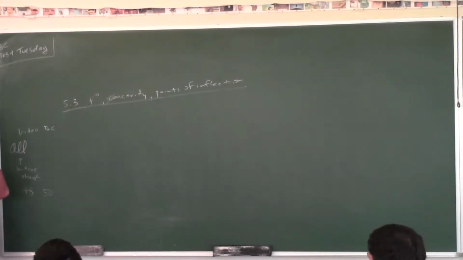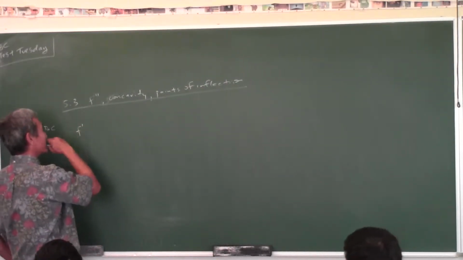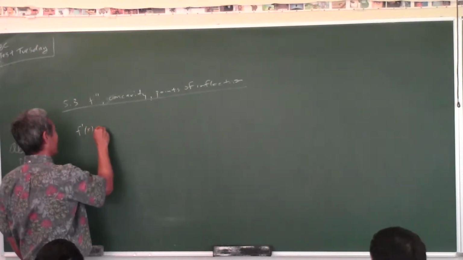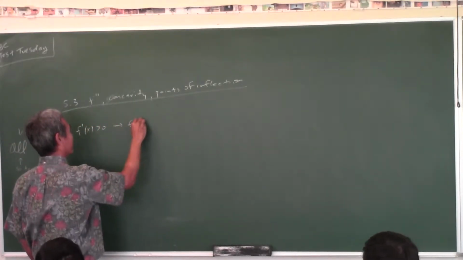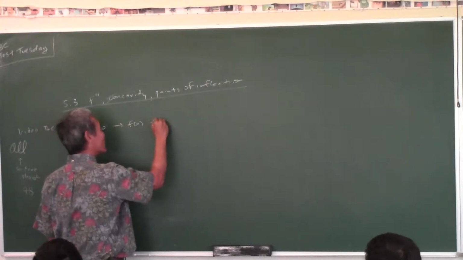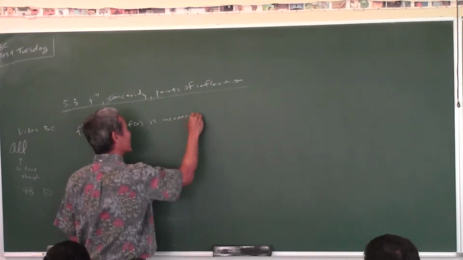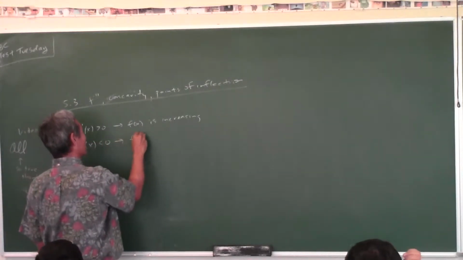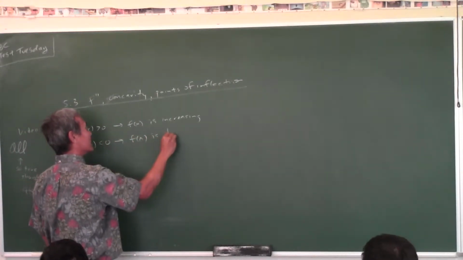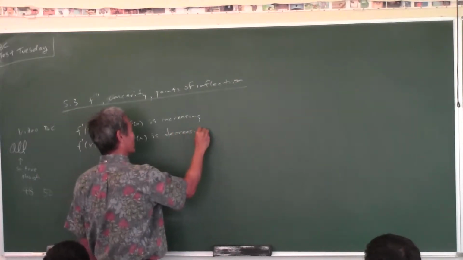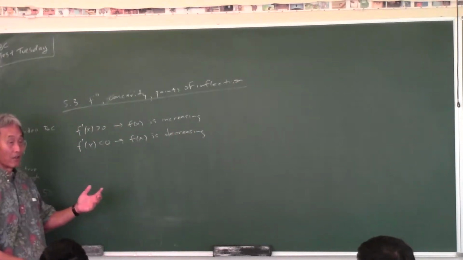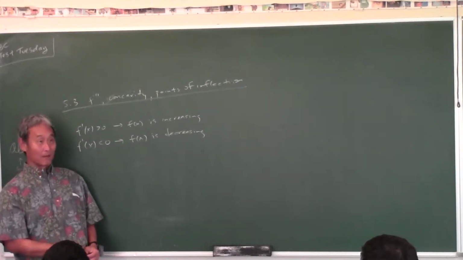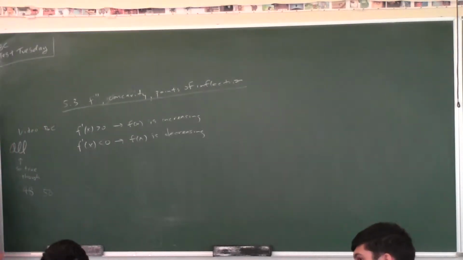Okay, now what did we learn in section 5.1? If the first derivative of f is positive, then what can you say about f? It's increasing, going uphill. If the first derivative is negative, then the original function is decreasing, going downhill. Remember your number lines? If you don't have number lines, then you don't have justification.